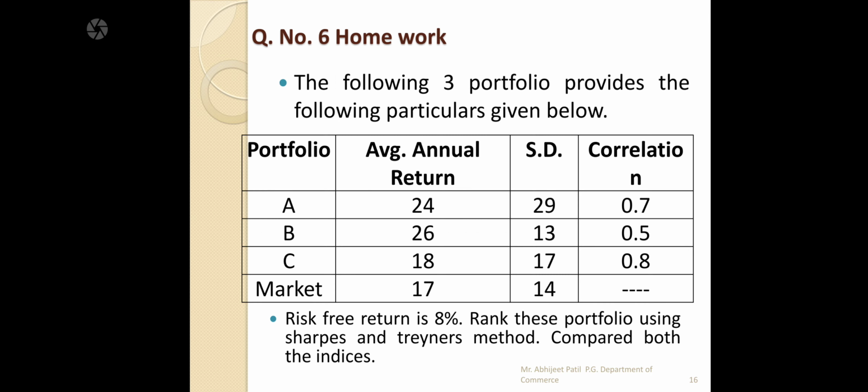Then the next question is similar to what we solved in question number 5. Same things are there, so you can do it as homework. The same portfolio is there, average return is there, standard deviation is there, correlation is given and the risk-free rate of return, and you should find out. So correlation given means you should calculate beta, and you should find out as per what we solved in the similar problem in question number 5.